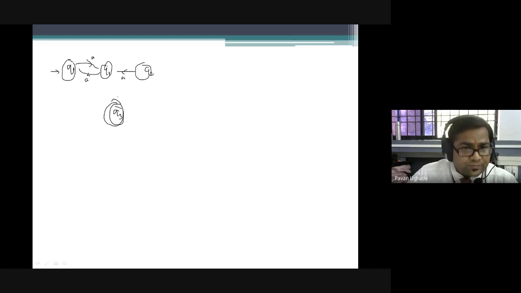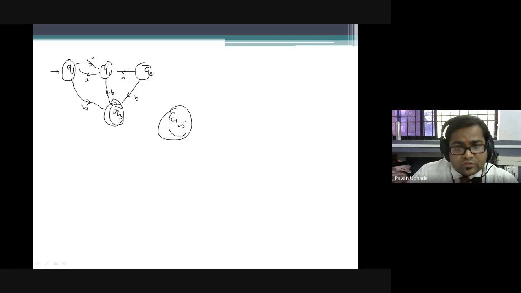Q3 is a final state. So from Q2 over B, it is going over here. Then from Q1 over B, it is reaching Q3, and Q0 over B is coming out. So Q0 on A, B, Q1 on A, B, and Q2 on A, B is done. Now Q3: on A, B it is going out to Q5, and this Q5 is also a final state. So A comma B both.